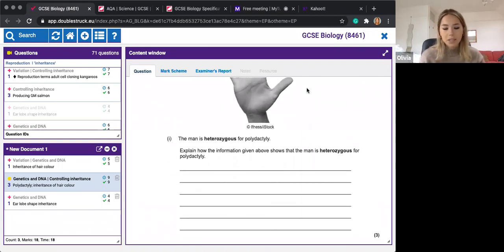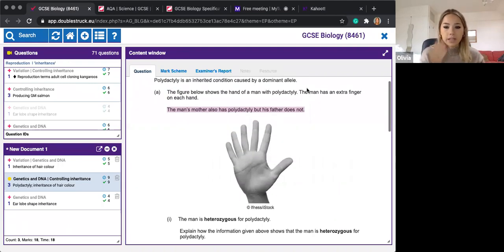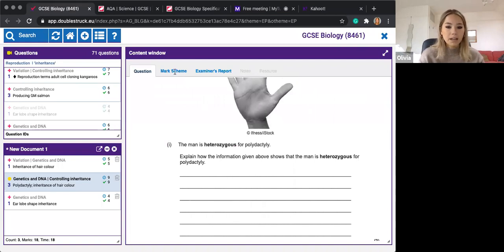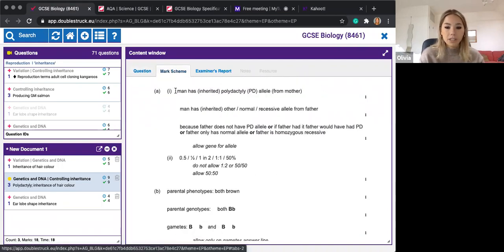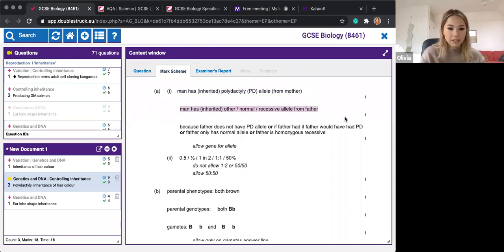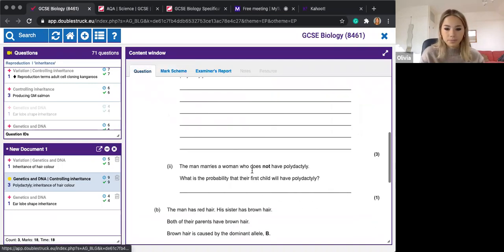So that heterozygous means that we have 1 dominant and 1 recessive. So we have 2 different alleles. Okay, so we can see that because the man's mother has it, that must be where he's inherited that dominant allele. But because the father doesn't have it, the father must have a recessive allele, so he must have inherited a recessive allele from the father, which shows that he must be heterozygous. And we can see our mark scheme there. We just have to see he's inherited it from the mum, and 1 mark for saying that he's inherited the recessive allele from the dad.